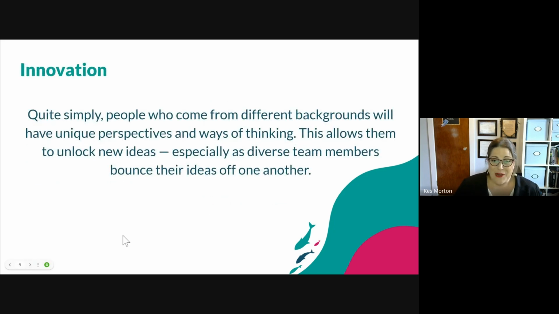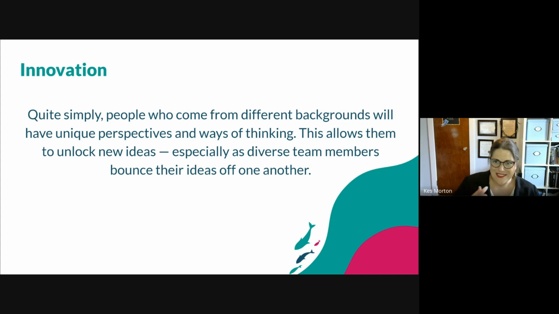And then my last point, which is innovation, quite simply, this to me as a scientist, another one of those situations where if you have more information, which is the information that comes from people with different backgrounds that have unique perspectives and different ways of thinking, you get new ideas. It's just facts that if you have people with different information bringing to the table, looking at things from different perspectives, you will get more ideas. You will get new ideas. You will get different ideas.